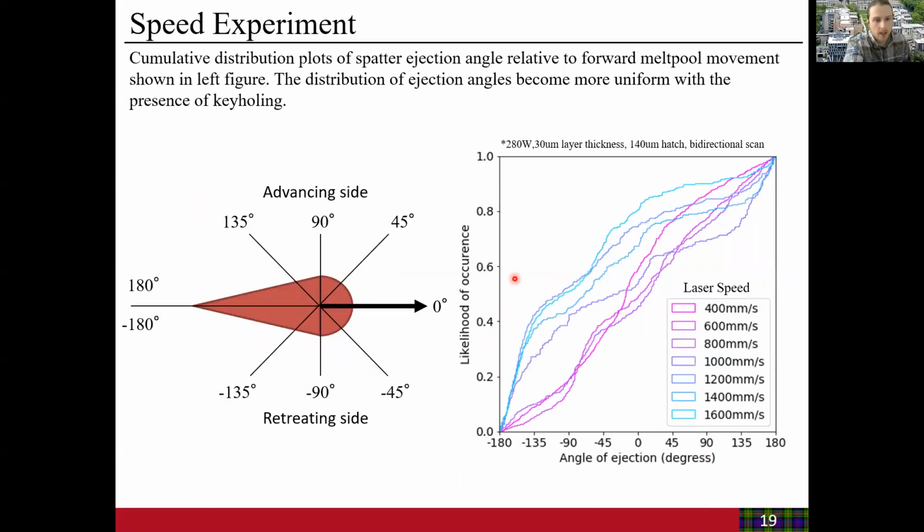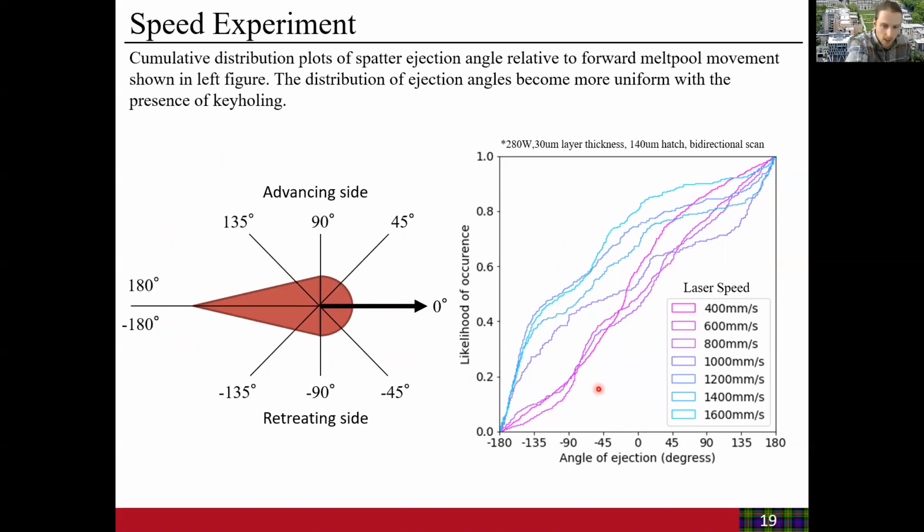And we can also look at spatter ejection angles relative to the forward melt pool motion. On the left here, we show how we measure this angle of ejection, and that is positive 0 to 180 counterclockwise from the moving front, which constitutes the advancing side of the melt pool scan strategy. We also measure the angle as negative from 0 to 180 clockwise on the retreating side of the scan strategy. And again, we're plotting these distributions in cumulative distribution plots.